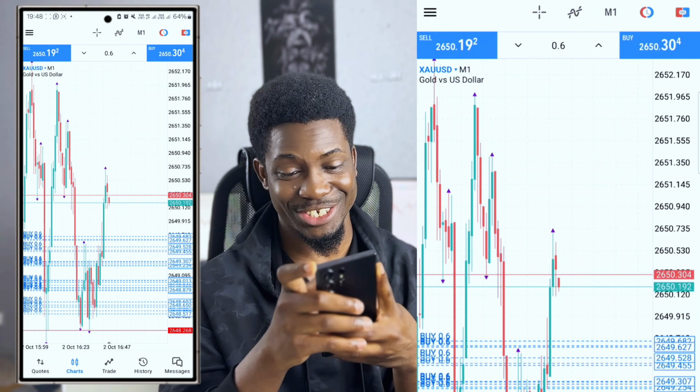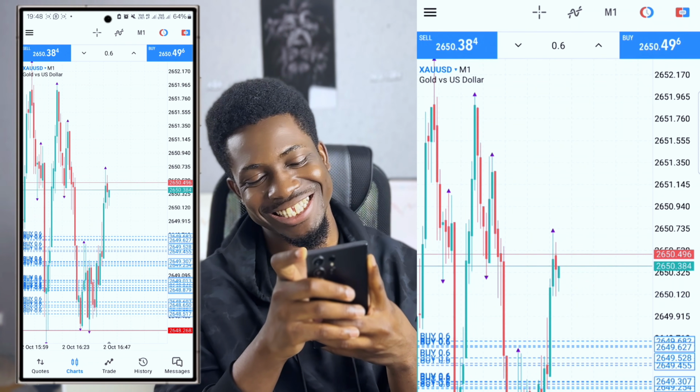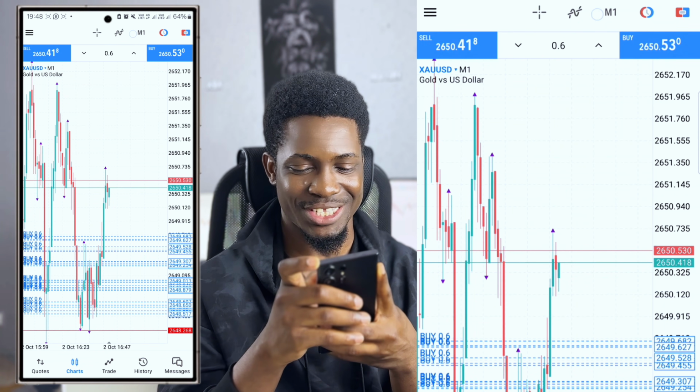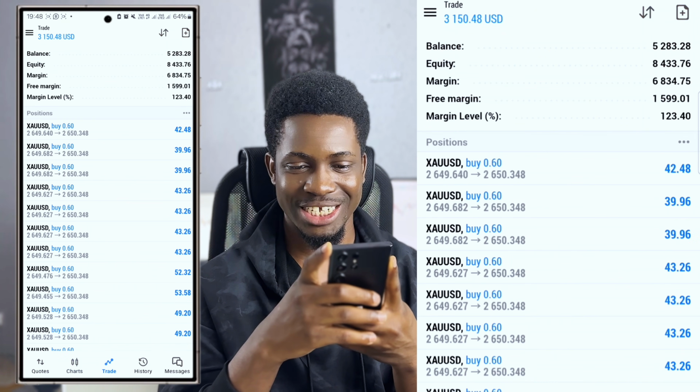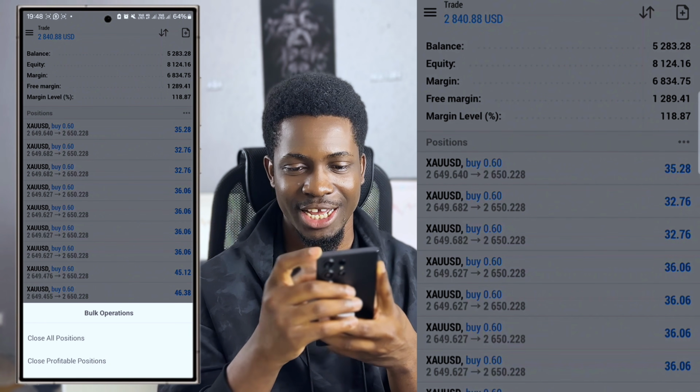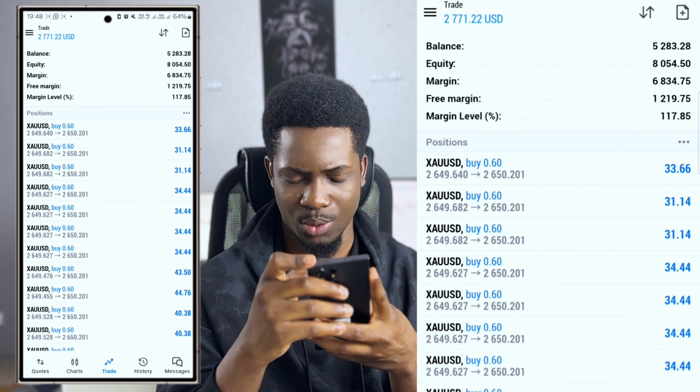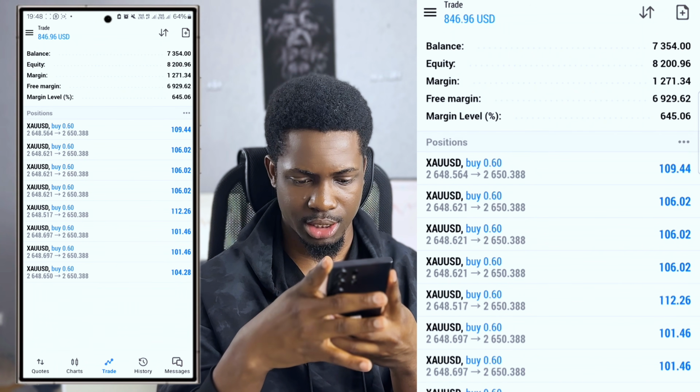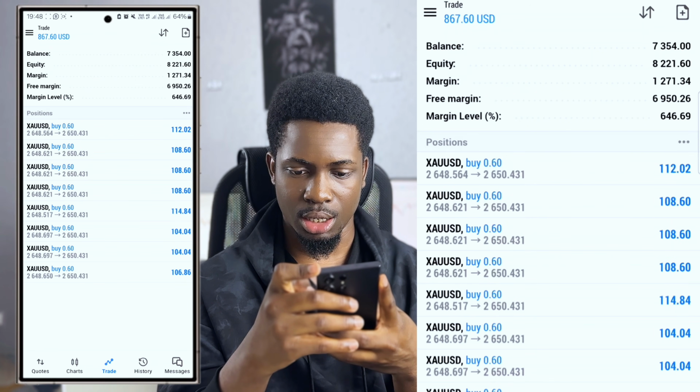Okay, there's a fractal that just got formed. That's good, but it's not too good. But let's just leave, because that's telling us that it wants to drop down. So let's just leave this trade. There's no need waiting again. A fractal just got formed. Why is this stuff not closing? Let's try that again. Okay, good.